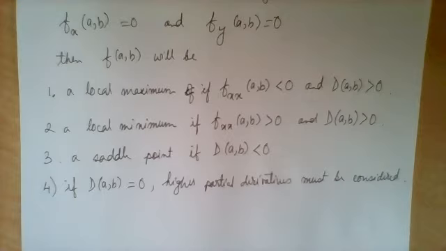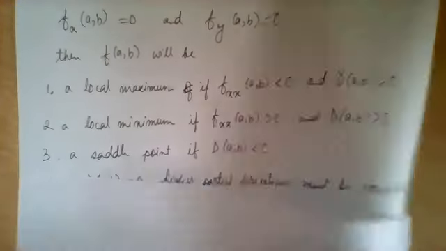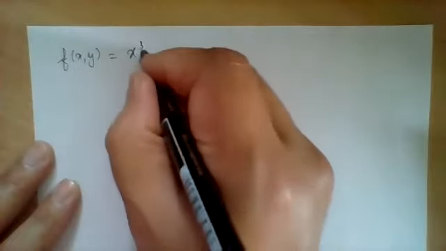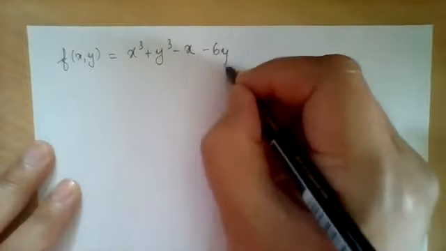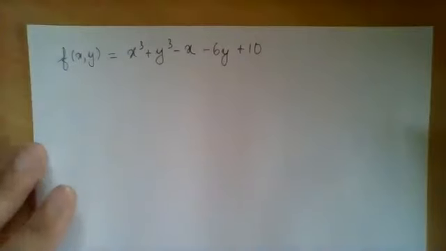So we can consider one example. Let us consider the example given by f of x comma y equals x cubed plus y cubed minus x minus 6y plus 10. Let us consider this example.